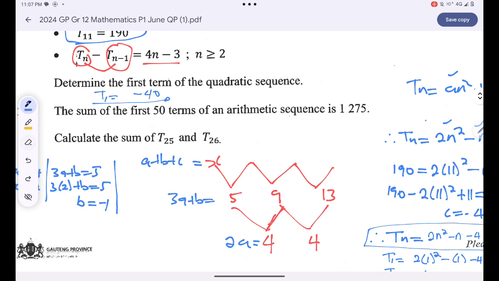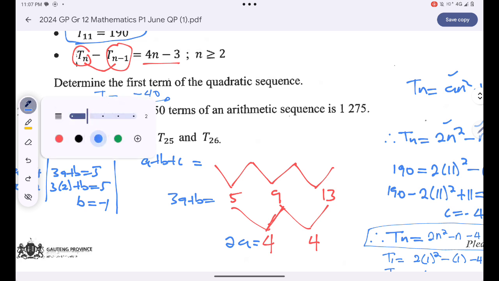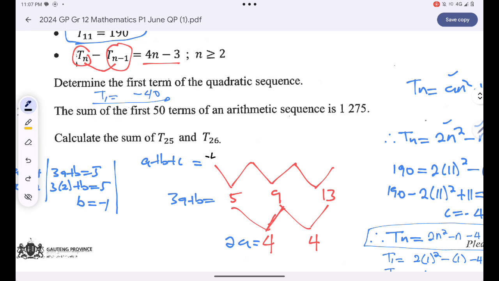So the sequence would just look like this. I will simply have negative 40. Negative 40 plus 5, that's negative 35. Negative 35 plus 9, that's negative 26. Negative 26 plus 13, that's negative 13.